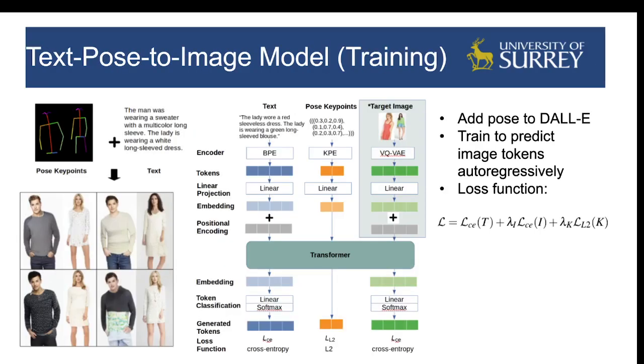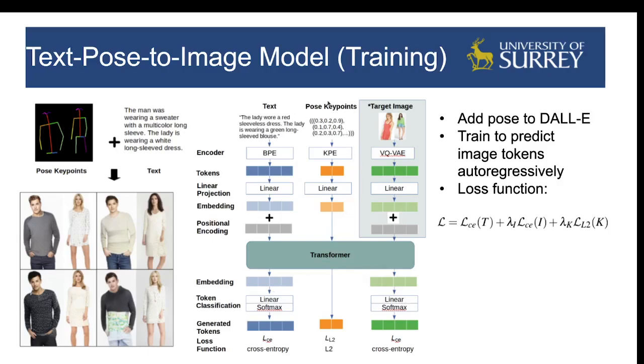This shows how our model works. If we ignore the part on pose encoding, this is the DALL-E architecture, where you encode the text into tokens and you encode the image into tokens. Then the transformer will try to predict the image tokens from the text tokens.